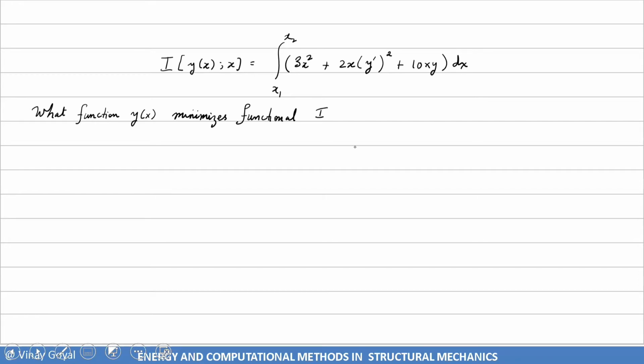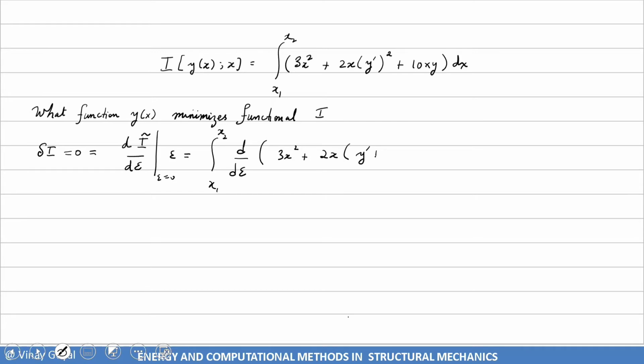Okay, and how do I go about that? I will find the first variation of I and set that equal to 0. I already know how to do that. So dI tilde d epsilon at epsilon equals 0, times epsilon. And then I'll take the derivative of this, continuing with y prime plus epsilon eta prime, if you recall, plus 10x, and then y plus epsilon eta, dx. Okay, so I'm trying to find that derivative. Once I do that derivative, I will set epsilon equals 0, and times epsilon, set this equal to 0. So that's the process I want to use.